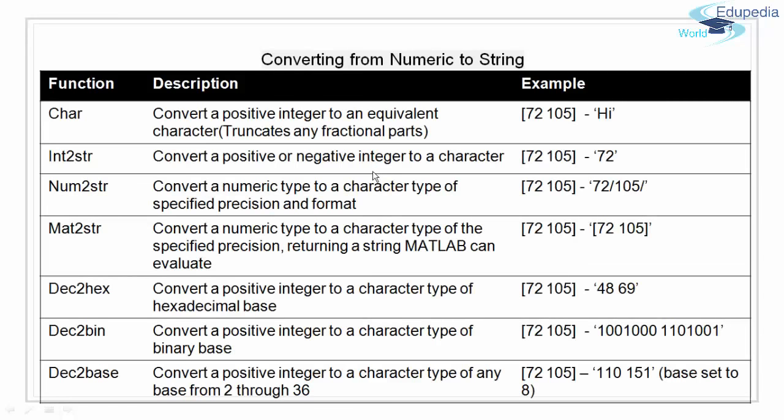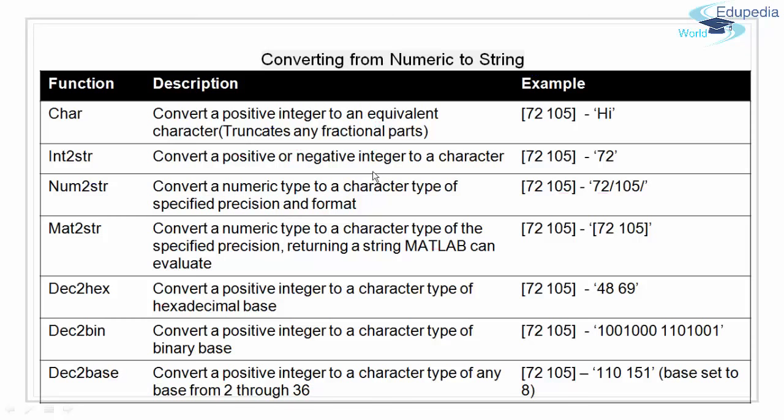I'm going to end this video by summarizing a few functions that can be used to convert a number to a string. MATLAB provides a number of functions to do the conversion. These are the functions using which we can convert a number to a string. So we have char. This converts a positive integer into an equivalent character. It truncates any fractional part. Then we have int2str that converts a positive or negative integer to a character. Say for example, we have 72 and 105, so it converts into the equivalent integer character, that is 72.